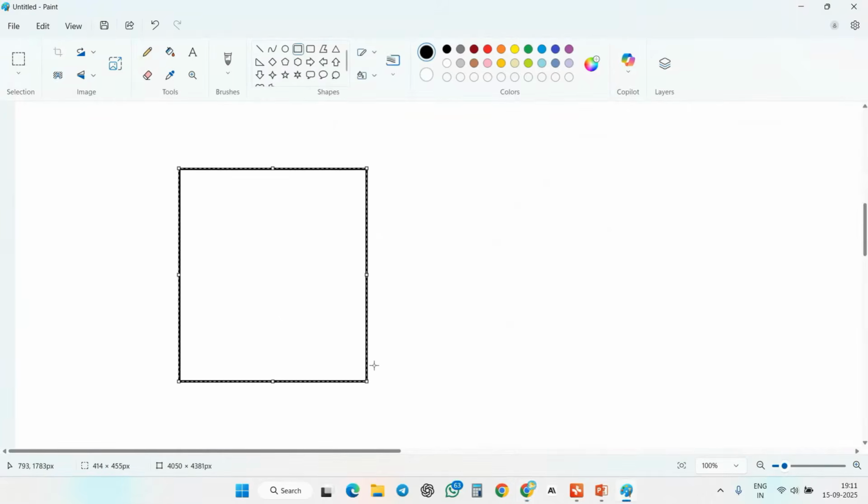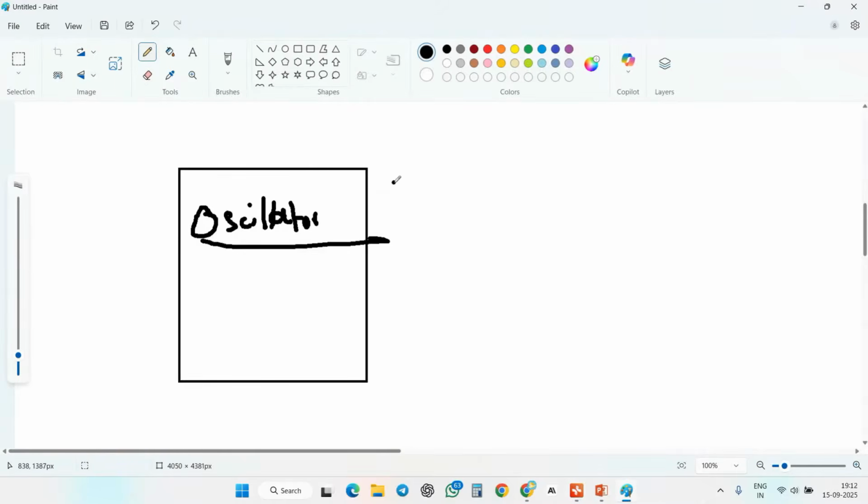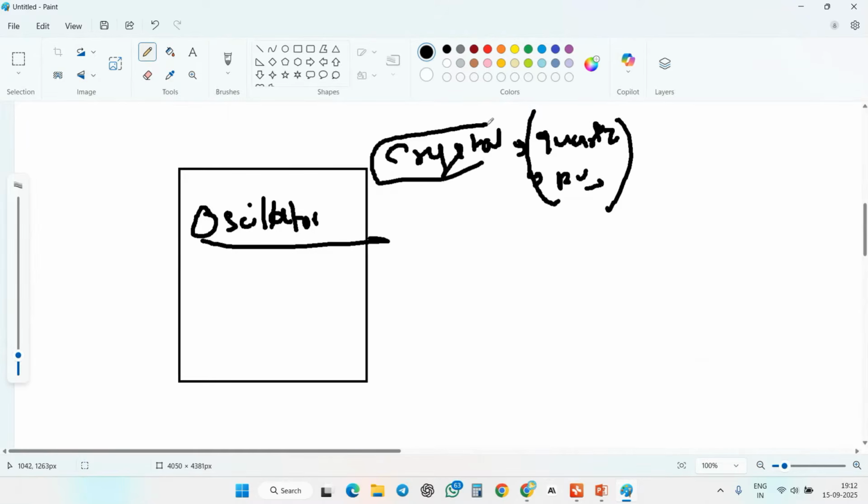Now I'm going to tell you what is actually inside this oscillator. If you understand those, whenever you see this oscillator, you can easily tell. Inside this oscillator, definitely one quartz will be there. That means one crystal; quartz is a crystal. Not only quartz, different types of crystal materials, like quartz and polymer, are available inside this oscillator.